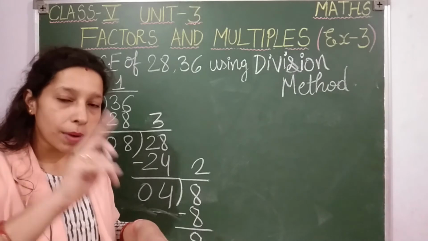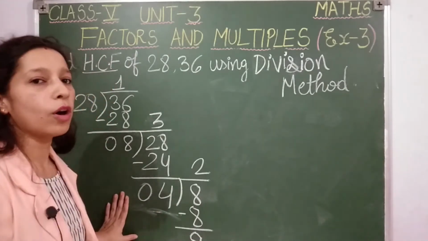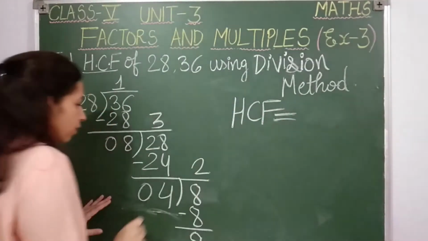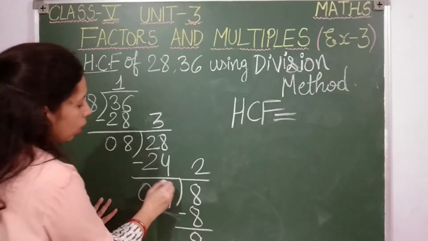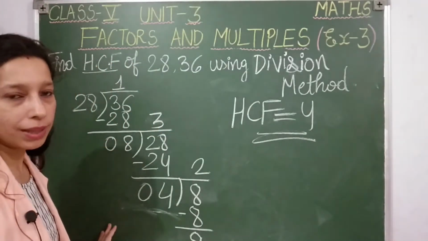by dividing a given number with that divisor, if you are getting the remainder as 0, that divisor will become your HCF. So मुझे यहाँ 0 कब मिला? When I divided 8 with 4, I got the remainder as 0. So this 4 is only my HCF. Clear, students? Division method also.